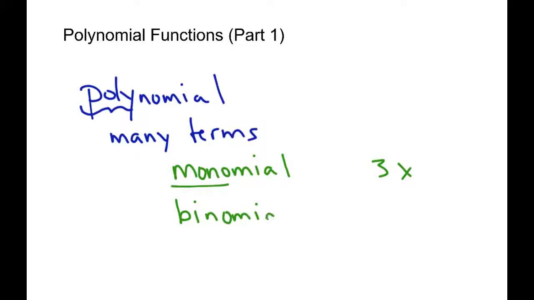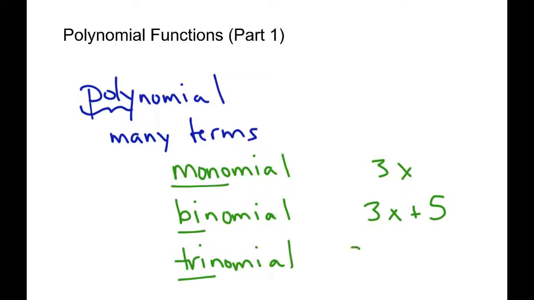Binomial, the prefix bi means two, so this would be a binomial. And then there's a trinomial, the prefix tri means three, so this would be a trinomial. There are other higher order polynomials, we just don't have names for them.